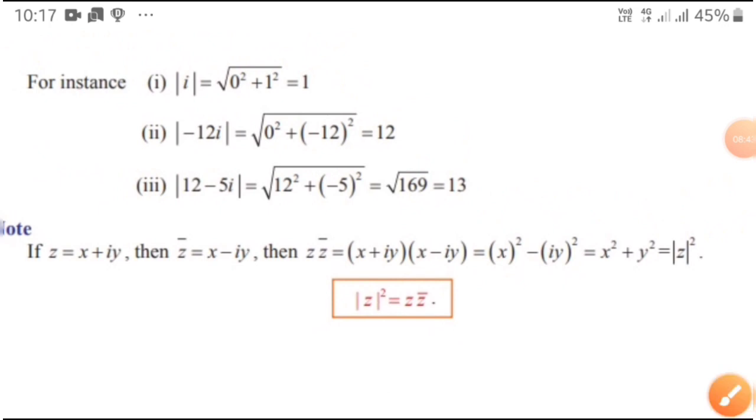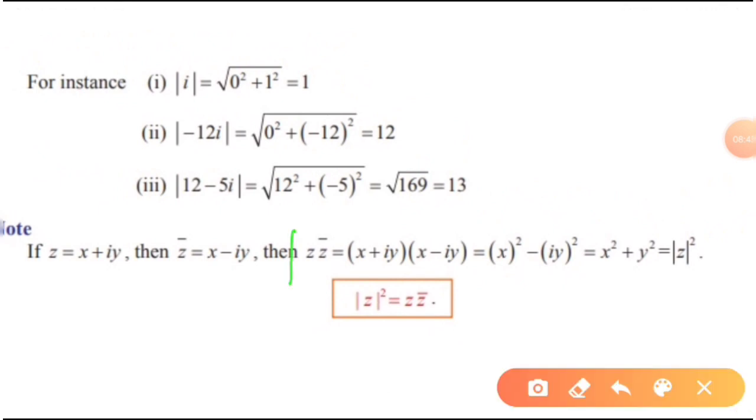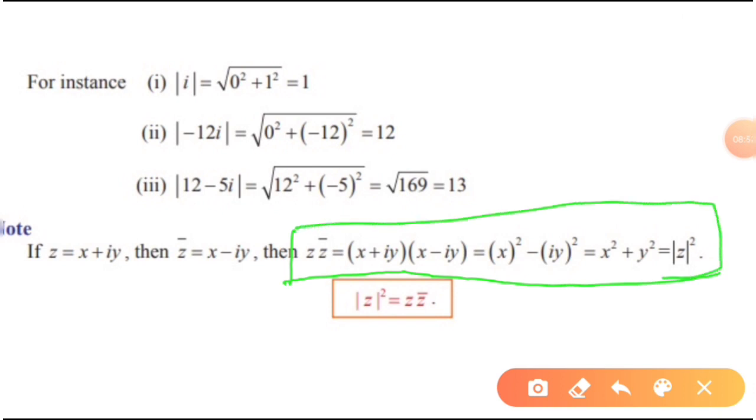We are taking z into z bar, we get modulus of z squared. So z z bar is equal to modulus of z squared. Hence it is proved.